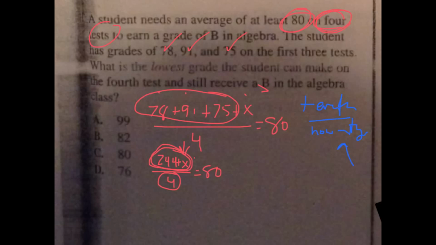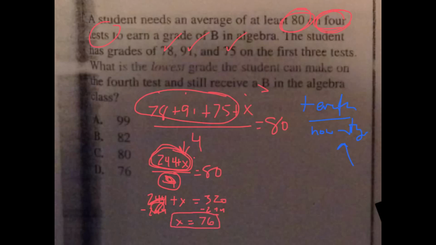What's the opposite of dividing by 4? That's correct, multiplying by 4. So we multiply both sides by 4. That cancels out on one side, and then we just do 80 times 4, which is 320. Last step, get rid of the 244, so we subtract 244 from both sides. That goes away. X would equal the grand total of 76.